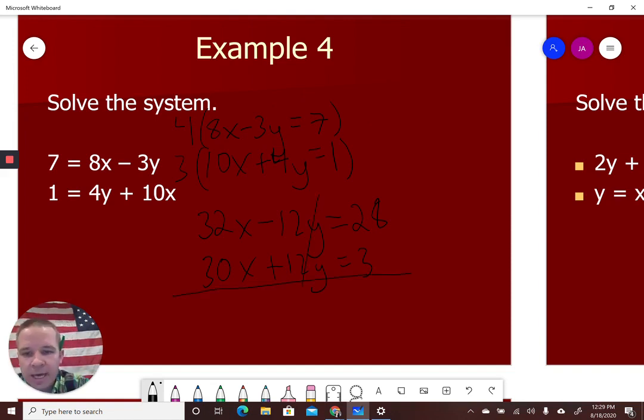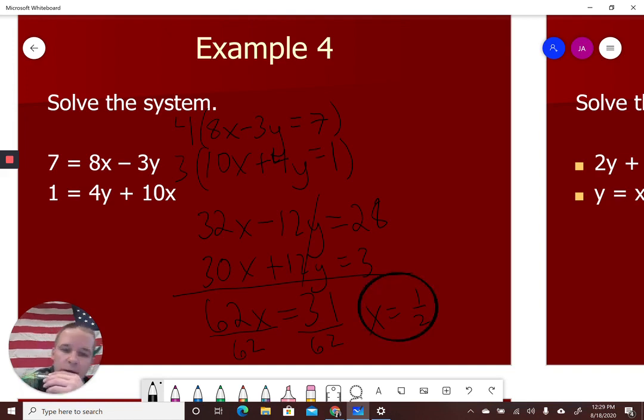All right. These cancel out, and I'm going to get 62x equals, and then I'm going to have, let's see here, that's 31. So it looks like x is going to end up equaling 1/2. How wonderful. Ugh, fractions. Anywho, all right, I guess it's what we're going to have to deal with here, ladies and gentlemen.